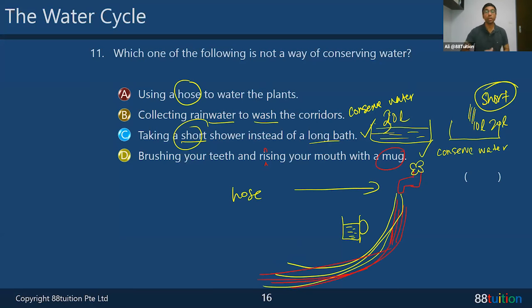Instead, what should you do? You bring a pail, just like when brushing your teeth, you use a mug. So when you are watering the plants, you bring a pail, fill up the pail, and you can control the amount of water that you are pouring onto the plants instead of letting the water run. I'm sure you can realize that when the water is running, you cannot control it. Then you must run back to the tap, turn it off, and come back. By the time you run back, you already waste all the water. So using a hose is not a way to conserve water. So the answer is A.